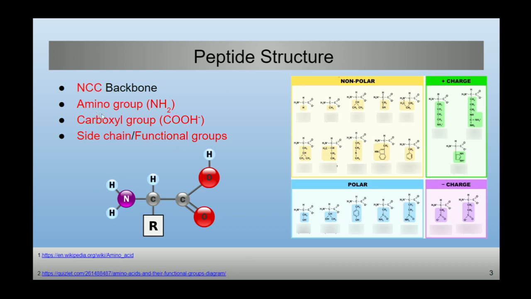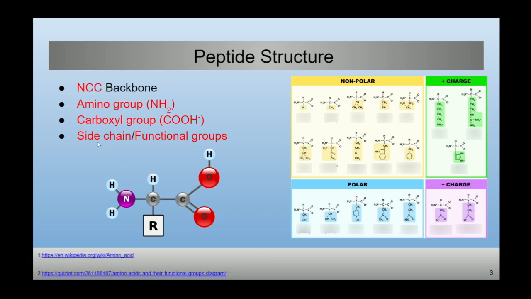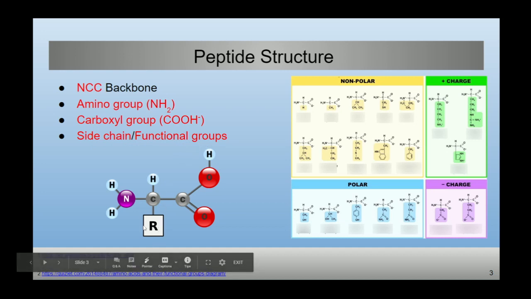Next is the carboxyl group with COOH. So you've got the OH here, and you've got a C and O here. So this entire thing is called the carboxyl group. And then you've got the central carbon here, or what we call a central carbon in the amino acid. And then the last part of the amino acid is a side chain or a functional group. Those are usually denoted on generalized sketches and structures with an R. So those are the functional groups.